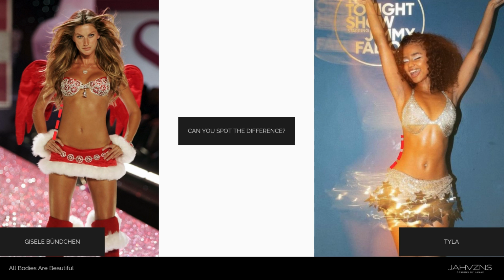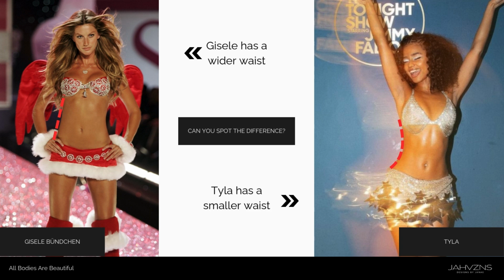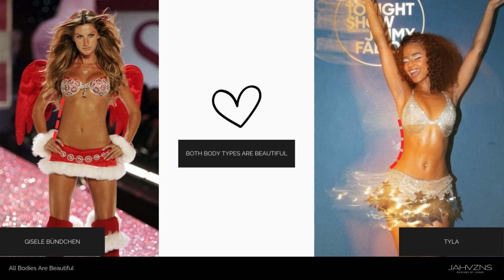Let's add some guidelines to help. I'll give you 5 seconds. Giselle has a wider waistline, giving a straighter body profile, and Tyla has a smaller waistline, giving a curvier body profile. Again, both body types are absolutely stunning, but there are obvious differences, and that's okay.